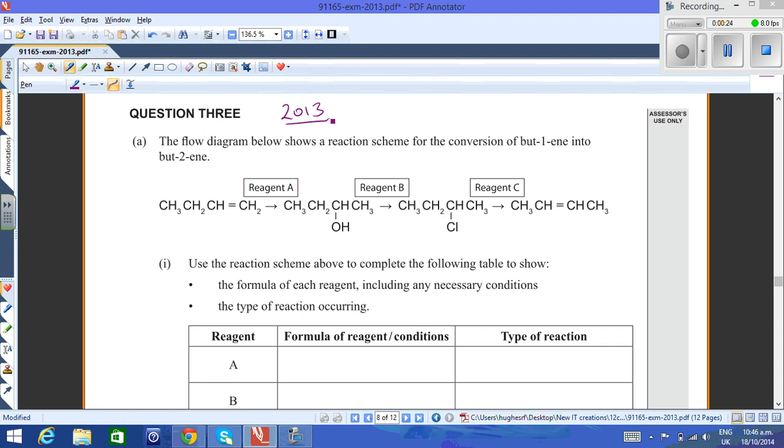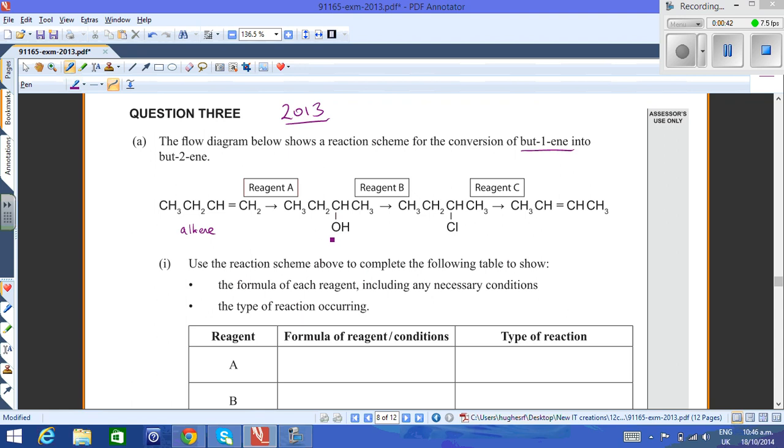If you haven't memorized the key reagents to get from one family to the other, then you really have no chance of doing questions like this. So there's a certain amount of rote learning needs to be done. And the first family that you're starting with is butene, so it's an alkene. So this is butene, an alkene.